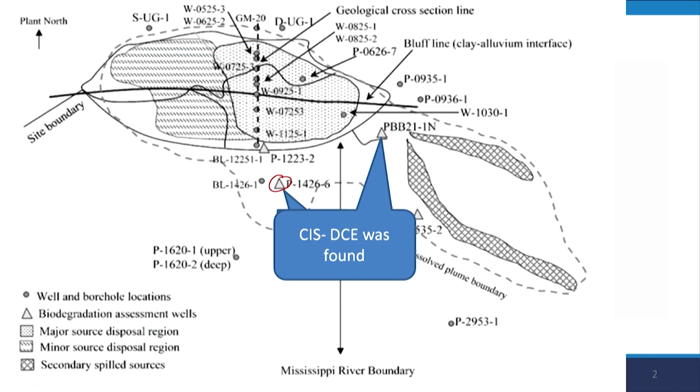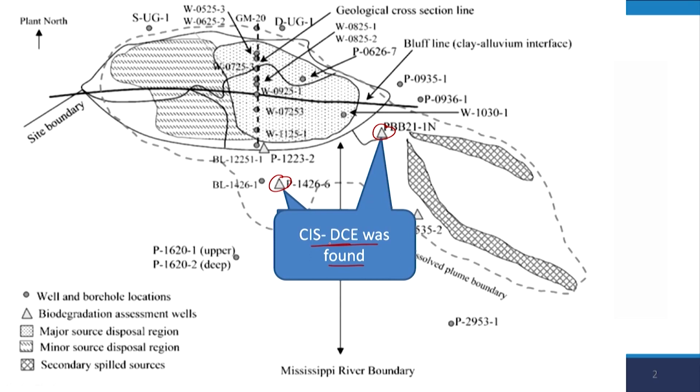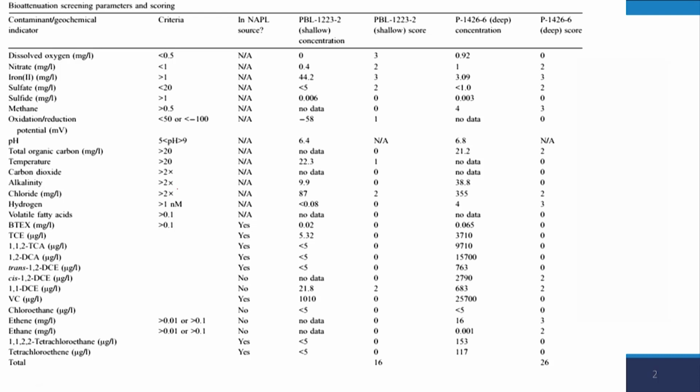Then we moved on to looking at data at particular sites along the flow paths, and we saw that a daughter product, or byproduct, of this degradation, cis-1,2-DCE, was found at relatively high concentrations. In this context we were about to look at the bioattenuation screening parameters and scoring. As we can see here, we have different criteria based upon which you can evaluate your bioremediation feasibility. So let us look at those aspects.